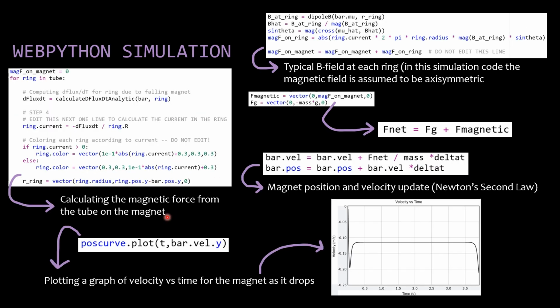I further continued the code by calculating the magnetic force from the tube on the magnet and then calculating the typical B field at each ring. And in this simulation code, the magnetic field is assumed to be axisymmetric. Then right here, I just found and wrote out the force of the magnet and the force of gravity, used them together to find the F net, which I then used with Newton's second law to have the magnet position and velocity update. Then I just used this function right here to plot the graph of the velocity versus time for the magnet as it dropped, which resulted in that image right there.